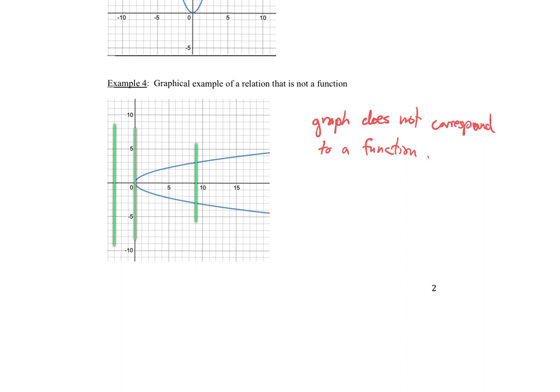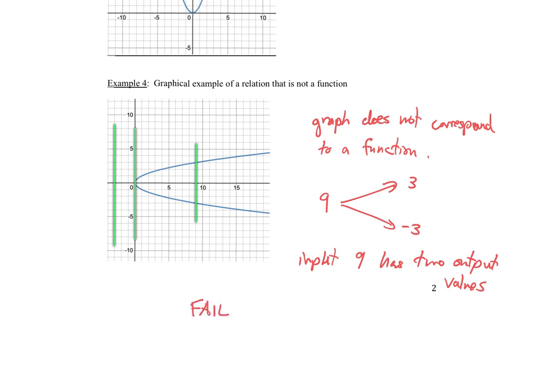And what we see is that the input value of 9 actually goes to two different output values. It goes to an output value of 3 and an output value of -3. So the input 9 has two output values. In other words, it fails the vertical line test. So I hope this review helped you understand the definition of a function.